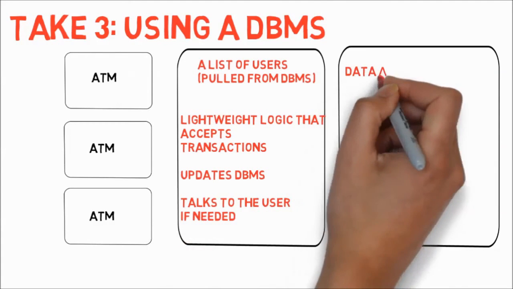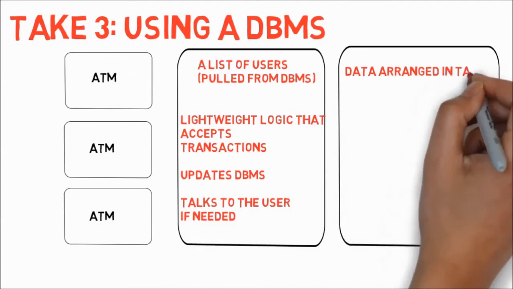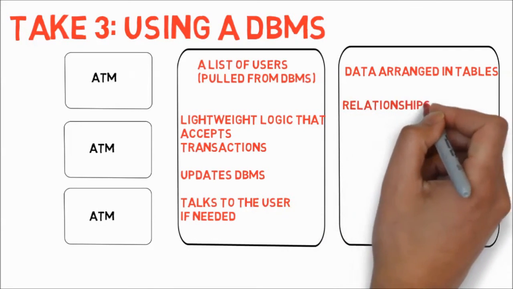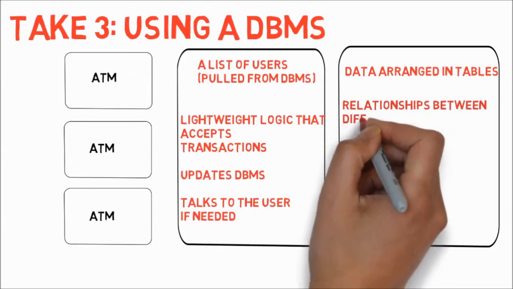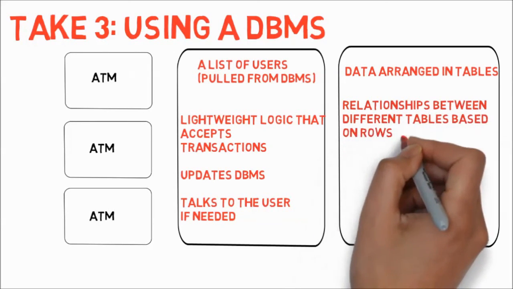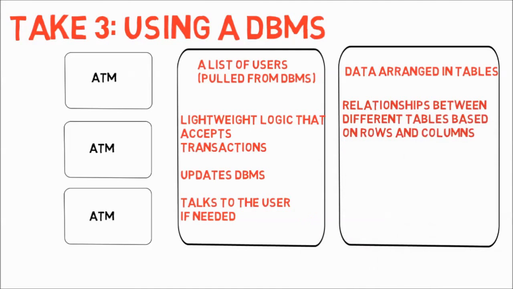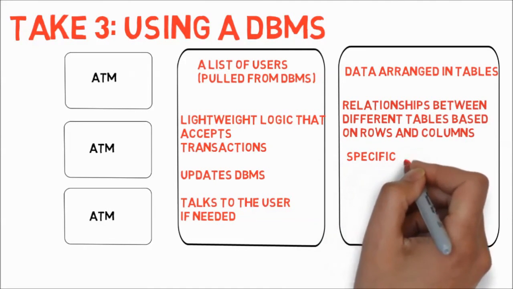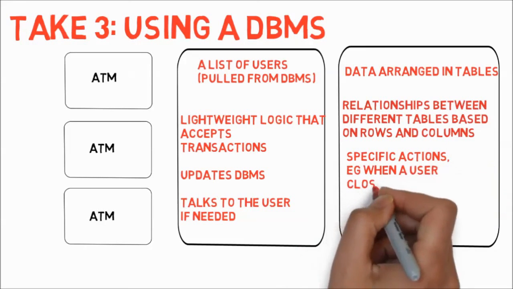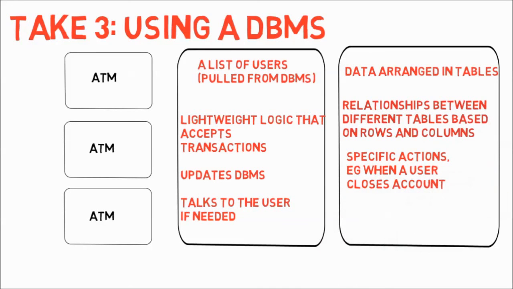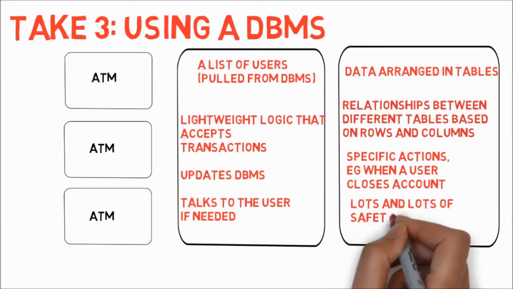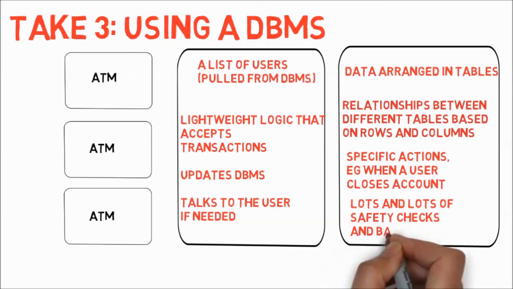So behind the server in this case, there is another layer called the database. Whereas in the file system, if you remember, there was just a server which was handling the files. But here there is a database where data is arranged in the form of tables, and there are relationships defined between these different tables based on rows and columns. So whenever there are specific actions like a user withdrawing or depositing money or closing an account, there would be a specific set of writes or operations that would happen on the database, and specific rows and columns that would be updated, added, or deleted.